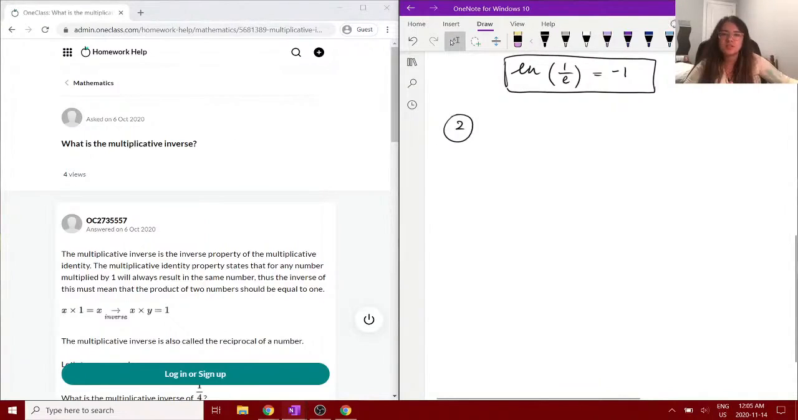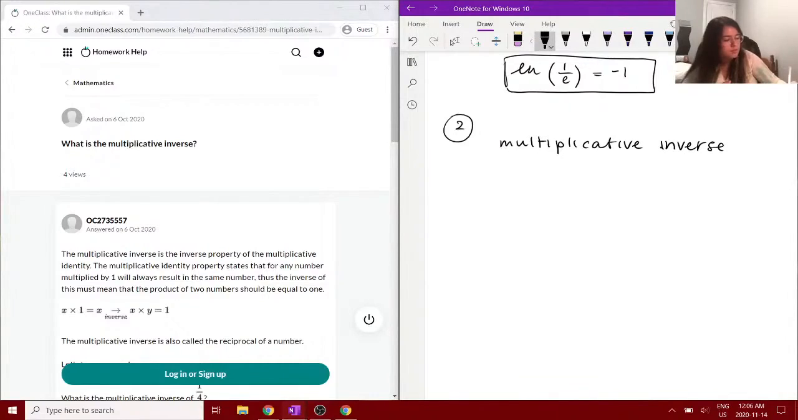So this question is asking, what is the multiplicative inverse? Okay, so another way that we can describe the multiplicative inverse, let me write that down. Multiplicative inverse, that's equivalent, or it's also called the reciprocal. Okay, so you might have heard it called the reciprocal instead.